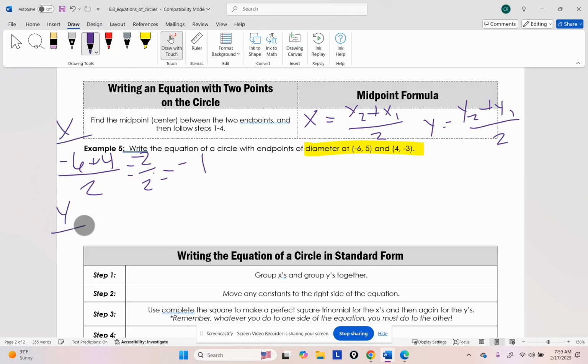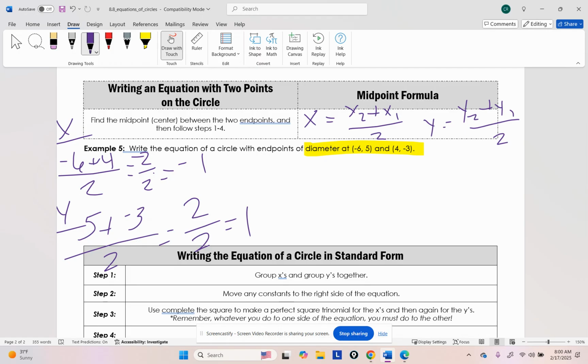And then when we do our y, our y's are 5 and -3. So 5 minus 3, or 5 plus -3, whatever way you want to do it. We can do 5 plus -3 over 2. Let me write that more distinct. 5 plus -3 over 2. And then 5 plus -3 is 2 over 2, and that also equals 1. So our center is -1 over 1.